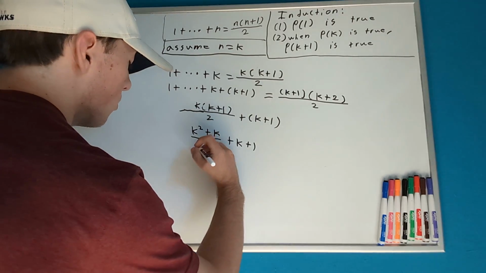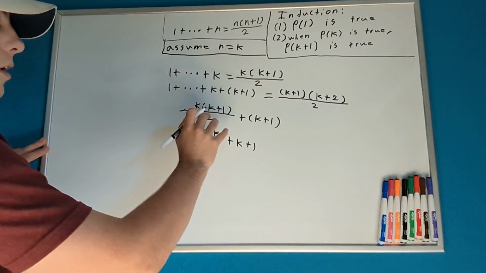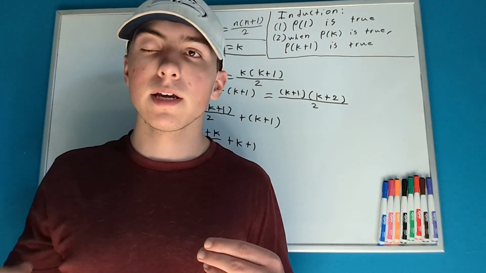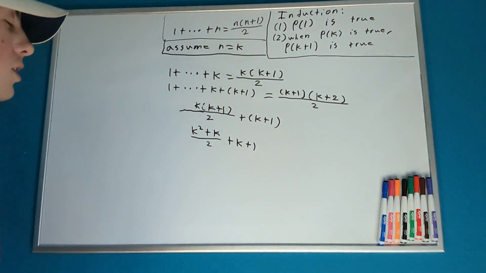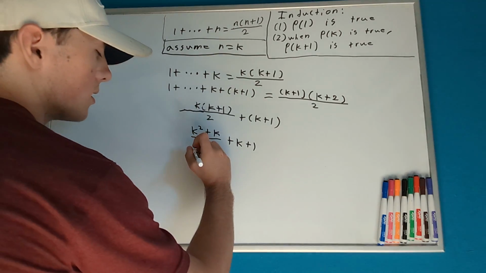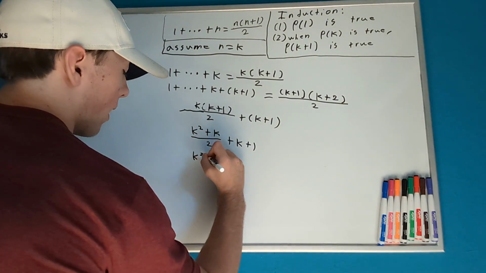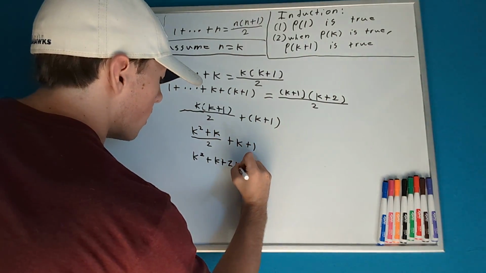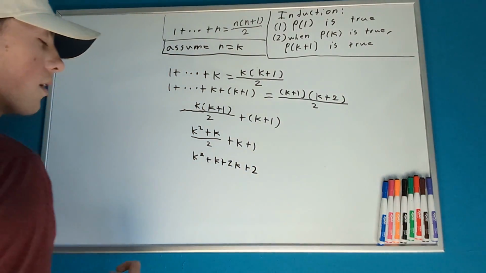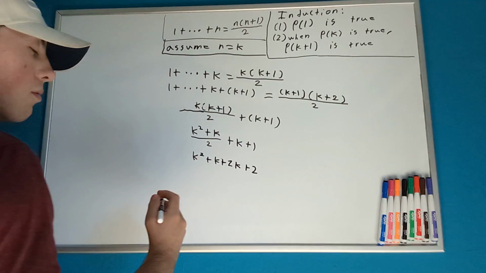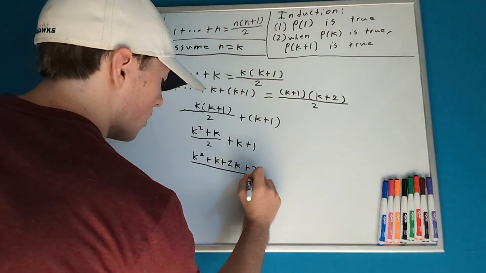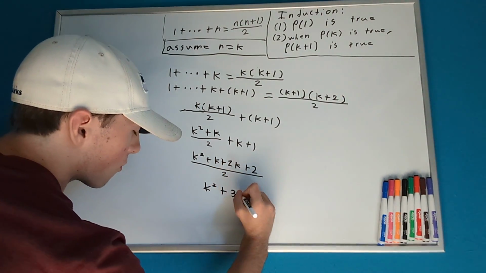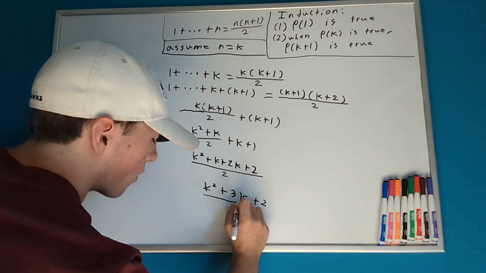So then, what can we do? Remember, if we want to take this and put it over the 2 as the denominator, to keep it equal to the same thing, we need to multiply by 2, because we're multiplying by 2 and dividing by 2. If you do that, it still stays the same. So we have k squared plus k plus, now we have 2k plus 2. Then we can change this whole thing over 2, to k squared plus 3k plus 2, over 2.